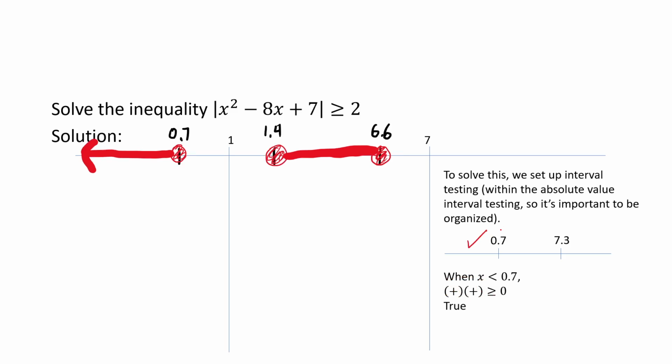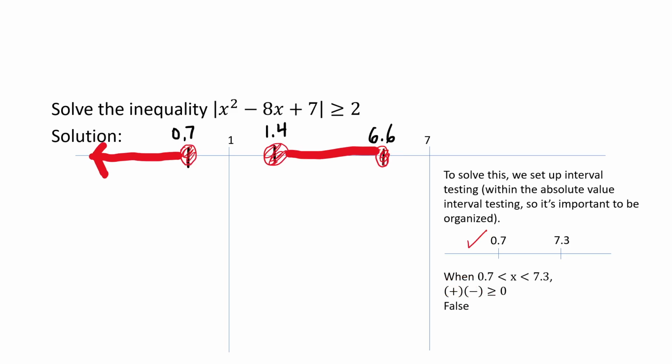Regardless, it's true. And then when x is in between 0.7 and 7.3, the testing that I'm doing is x minus 0.7 times x minus 7.3 greater than or equal to 0. When we do that, if I let x be a number in between there, say 4, I get a positive factor and a negative factor, and that being greater than 0 is false. And then when I let x be greater than 7.3, it's true.